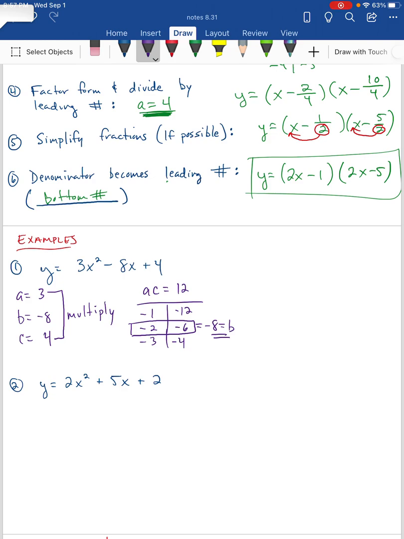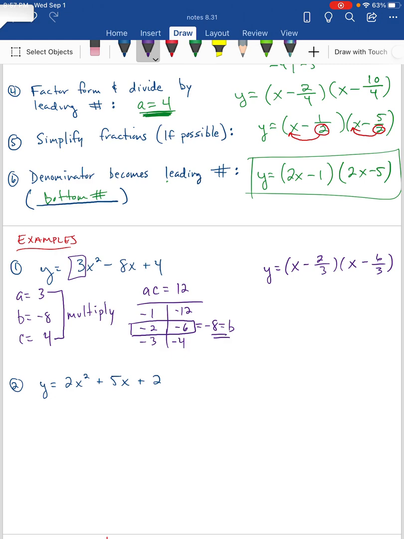And now I'm going to go ahead and write it in factored form. So I get y equal to x in both of them, minus 2 and minus 6. Now just remember that you need to divide both of those factors by your leading coefficient, which is 3 here. Okay, by your a term.